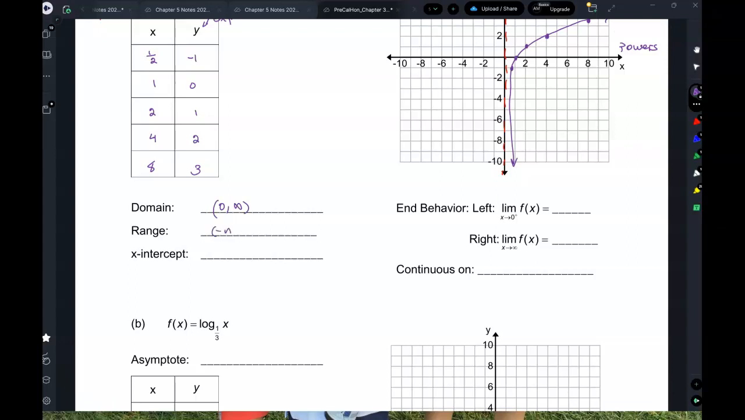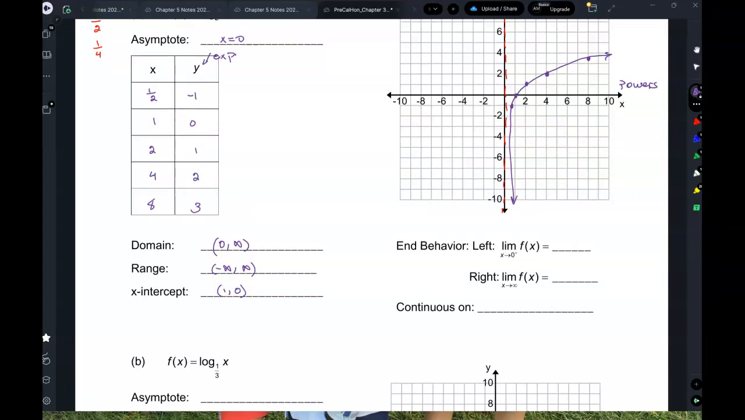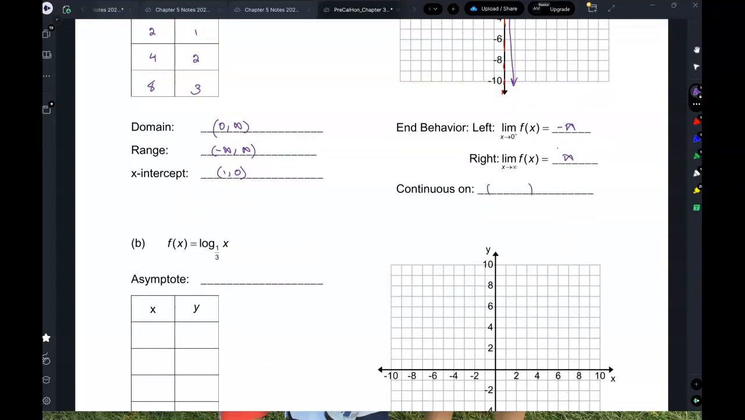Okay, so what's the domain here? 0 to infinity, range is all real numbers. And we don't have a y-intercept now. We have an x-intercept 1, 0. Okay. End behavior. To the left, we can't go to negative infinity because it doesn't even exist there. So we say as x approaches 0 from the positive side, this is going to negative infinity. And as x approaches infinity, this is going to positive infinity. And it's continuous where? 0 to infinity.